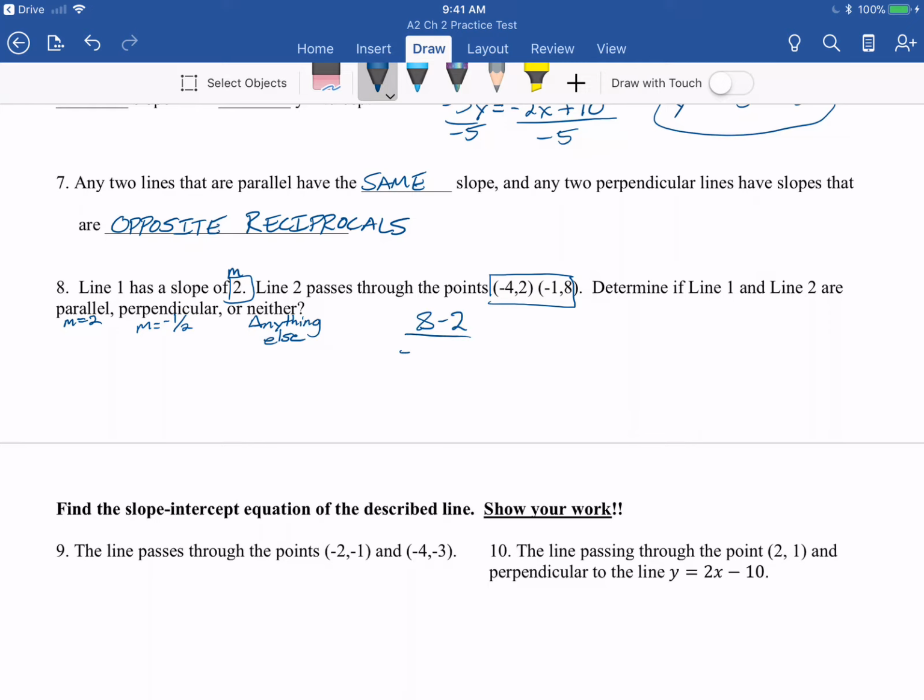All right, awesome. So now I have 8 minus 2 on the top, and on the bottom I have -1 minus a -4. So 8 minus 2 is 6. -1 minus a -4 is going to be 3, and 6 divided by 3 is 2. So I look here, this guy is 2, so they are parallel.